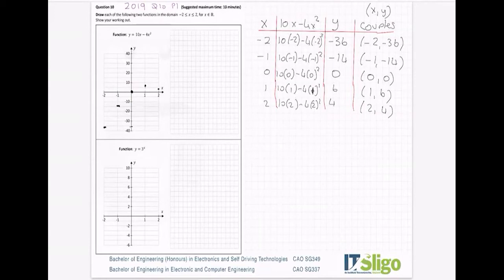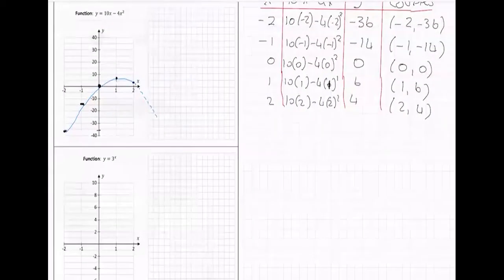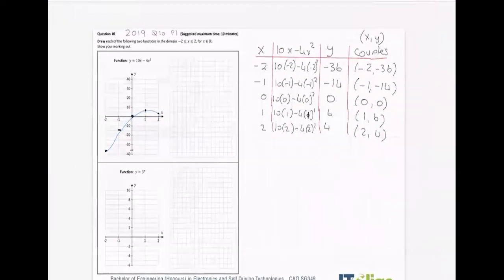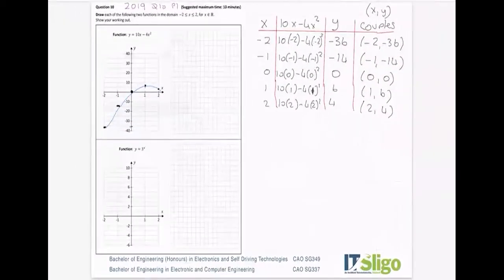And then join them together. And a quadratic is always a curve. And if that curve had continued, if my domain was bigger than 2, then that graph would have continued back down again. But that's not what you were asked for. You were just asked in the domain of minus 2 to 2, which means you were only asked to draw the graph between those two numbers.